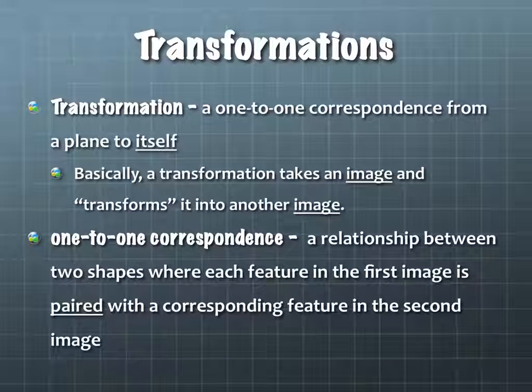And by transforms, there are some very specific types of transformations that we're going to take a look at. A one-to-one correspondence will occur in these certain types that we're going to start with. So this is a relationship between two shapes where each feature in the first shape is paired with a corresponding feature in the second image.